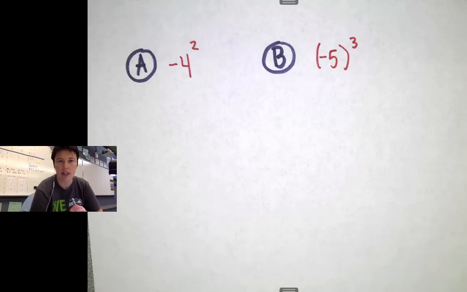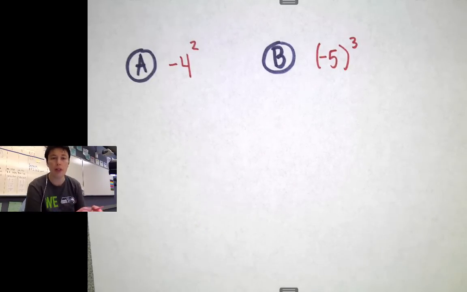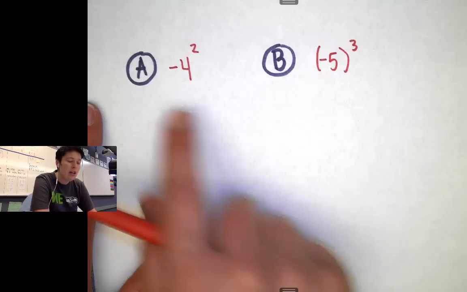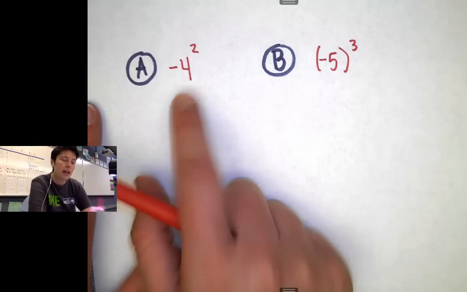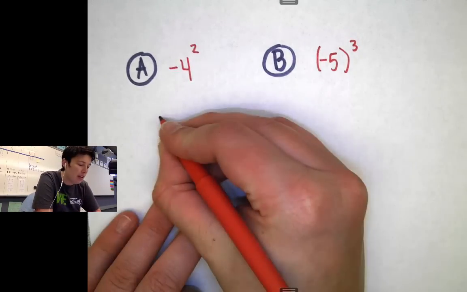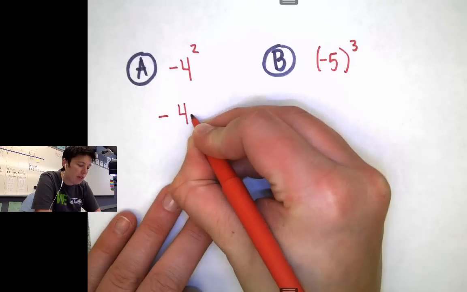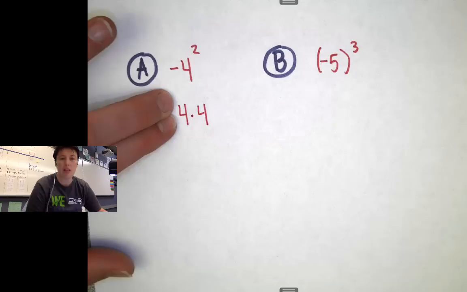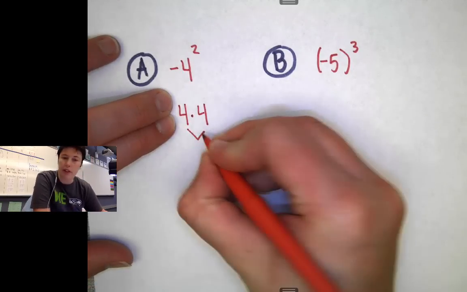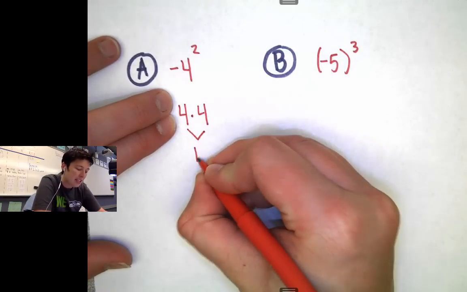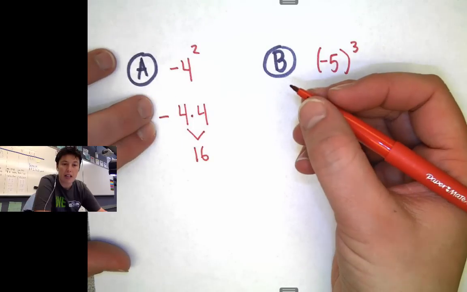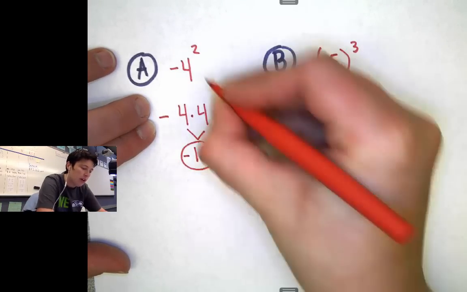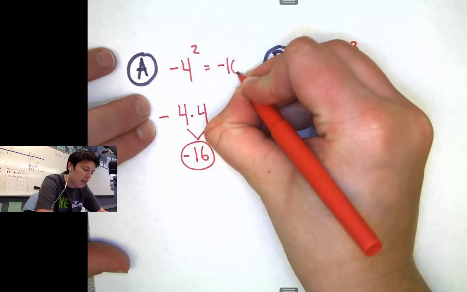Okay, are you ready to check your answer? Let's see how you did. So these are two different questions, no parentheses and parentheses, so we got to pay attention to that. When there is no parentheses, negative 4 squared means we have a negative, and then we have 4 squared, 4 times 4. So what I like to do is not think about the negative and just think about the 4 times 4. I don't need a calculator for that. 4 times 4 is 16. So remember there was that negative sign? Well, the answer is negative 16. So I'm going to write equals negative 16.